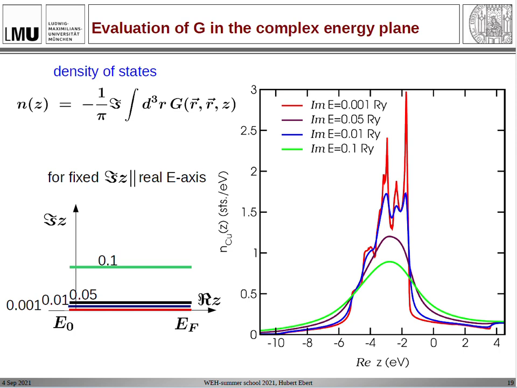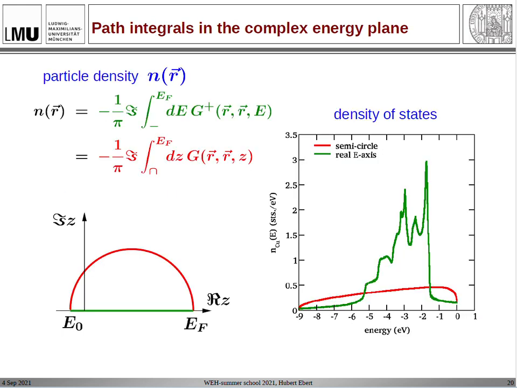But now if you allow the energy to have an imaginary part growing and growing, starting with 0.01, 0.05, 0.1, then what you see is that these curves lose structure, get more and more smoothed out, and in this extreme case, it's very, very flat. But the important thing is, because of the analytic property of the Green's function, we do not lose information going into the complex plane, and we can use a nice trick for energy integrals.